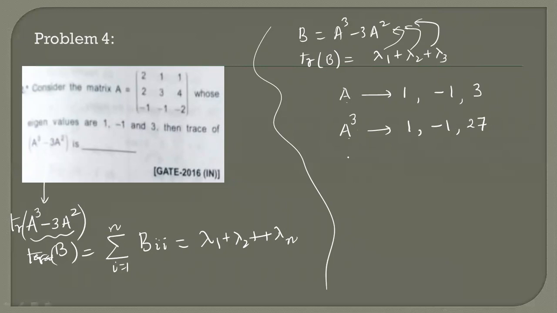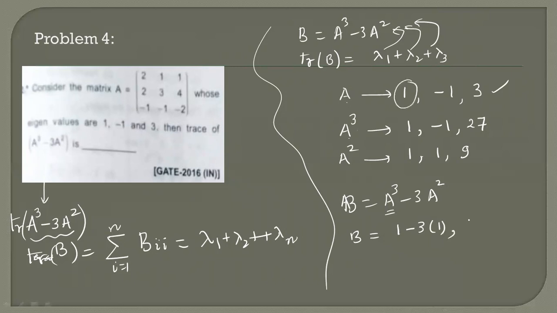You can see my lecture 11. The eigenvalues of A square will be 1, 1, 9. You just square up these values. Then the eigenvalues of matrix B equal to A cube minus 3A square, just simplify it. For the first eigenvalue 1, it will be 1 cube minus 3 into 1. Corresponding to minus 1, it will be minus 1 cube.